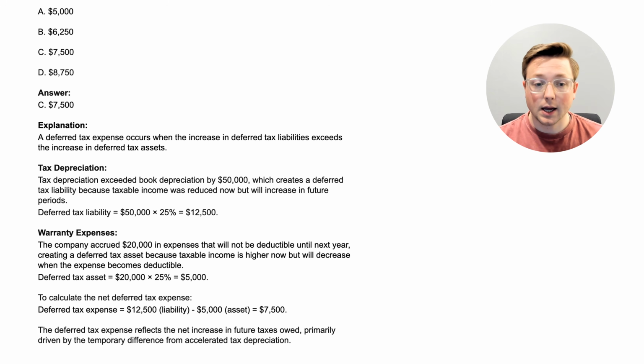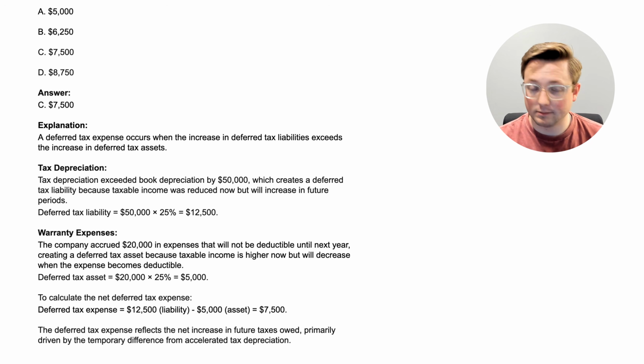So let's walk through this. A deferred tax expense occurs when the increase in deferred tax liabilities exceeds the increase in deferred tax assets. Now, just letting you know, this is kind of the other side of the journal entry when it comes to deferred tax liabilities. The opposite side of a deferred tax liability is a deferred tax expense, and the opposite side of a deferred tax asset is a deferred tax benefit. So this is kind of like the opposite side of the journal entry, so that's why it's called a deferred tax expense.